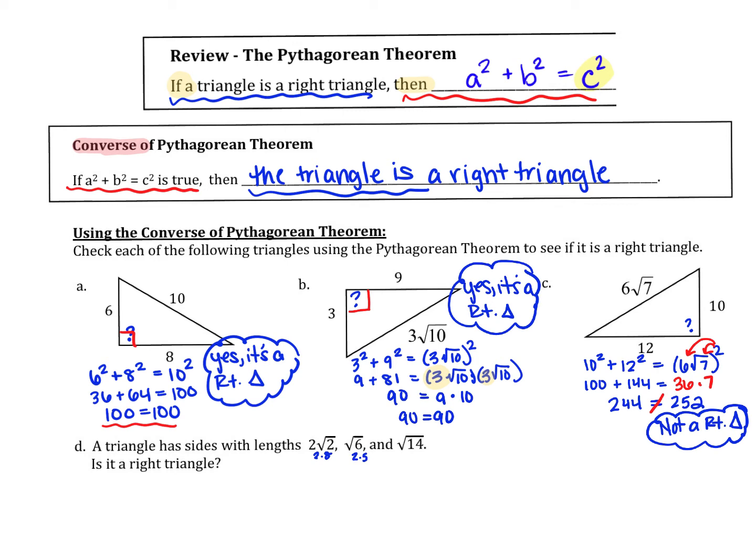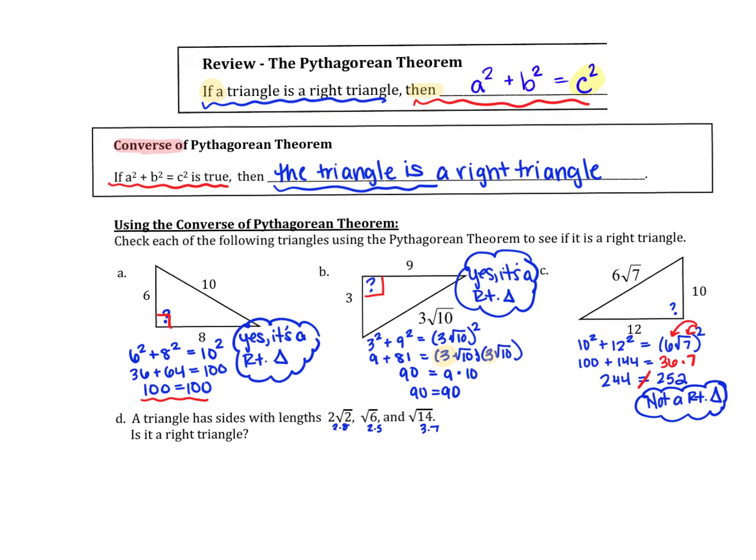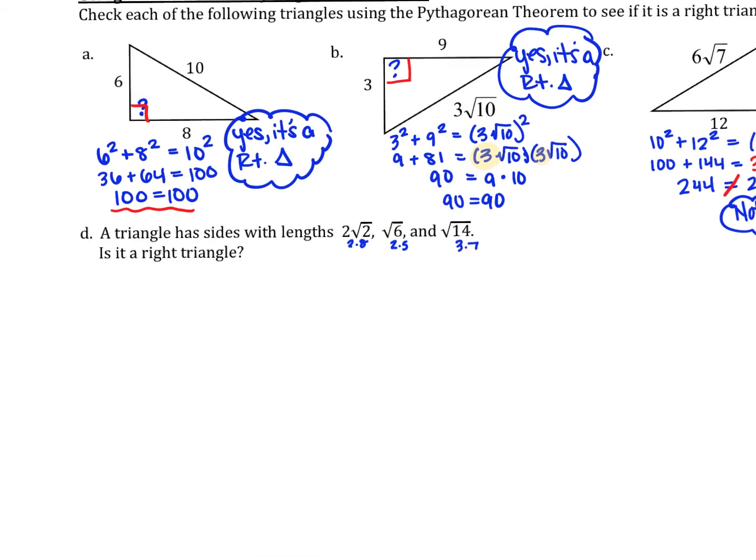And the square root of 14 is approximately 3.7. So we know that 14 is going to be my hypotenuse. So let's go ahead and work this one out. So we have 2 root 2 squared plus the square root of 6 squared. And we're going to see if that is equal to the square root of 14 squared.